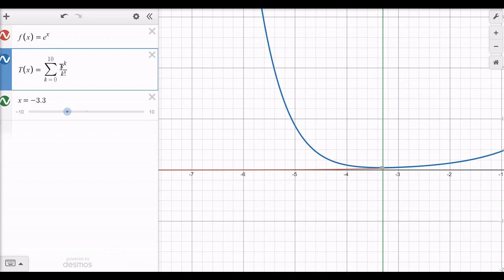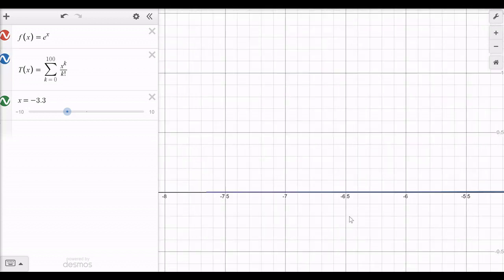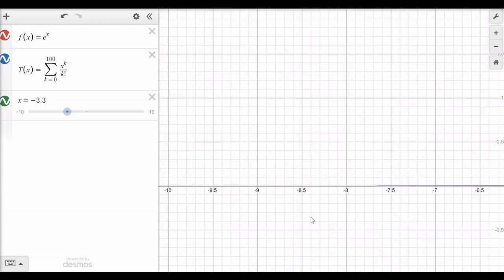So if we increase this value n, our goal is to have this be a little bit more accurate. So let's increase it to 100. Once it compiles for 100, it definitely is more accurate on that interval. And we can zoom out and see where it goes.